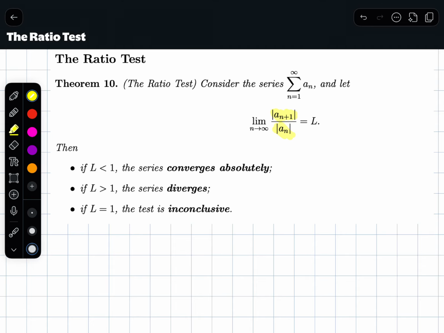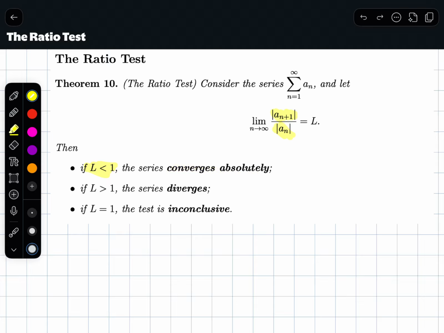So the third divided by the second, or the fourth divided by the third, or the 1,001st term divided by the 1,000th term. And you're going to take the limit of that fraction, the ratio between consecutive terms, when n goes to infinity, and you're going to find the number L. Depending on the value of L, you can make the following conclusions. If L is less than 1, then you can say for sure that the series converges absolutely.